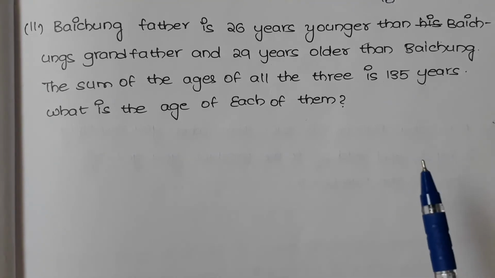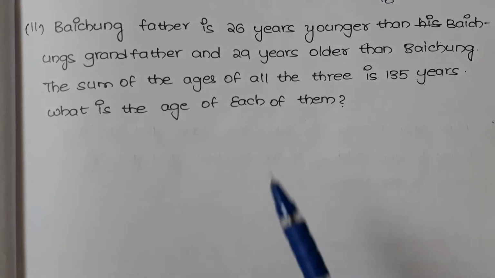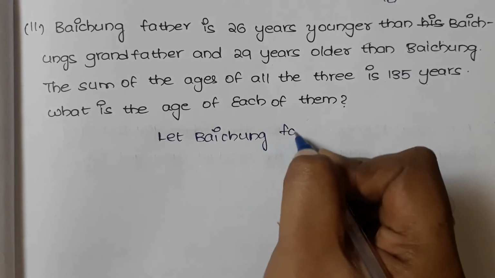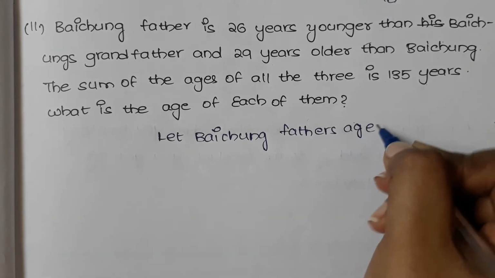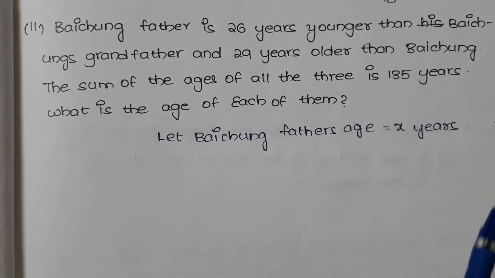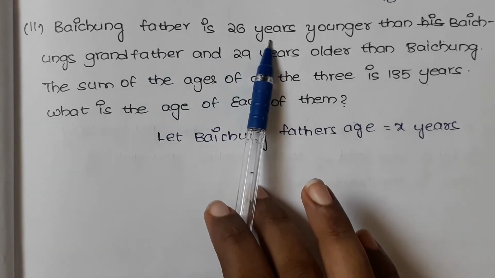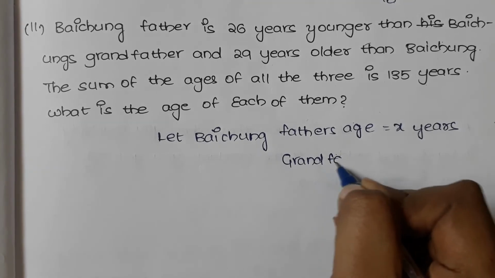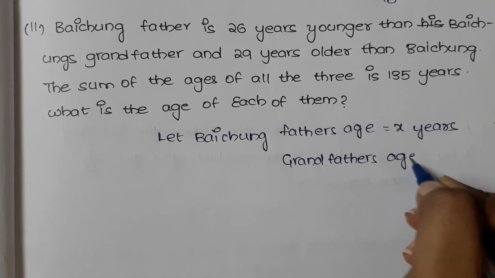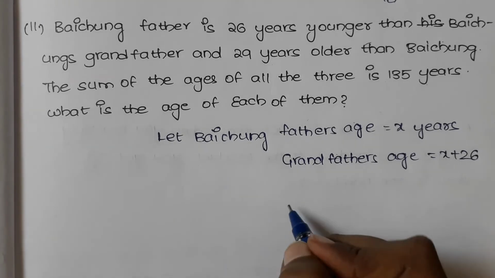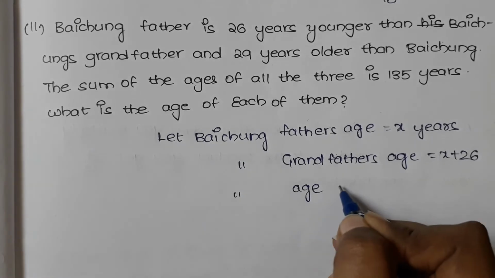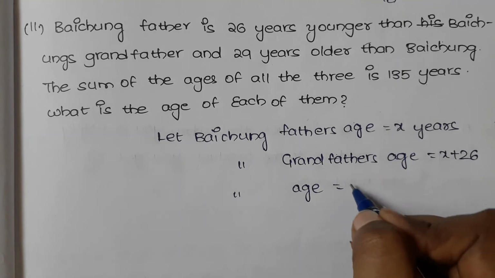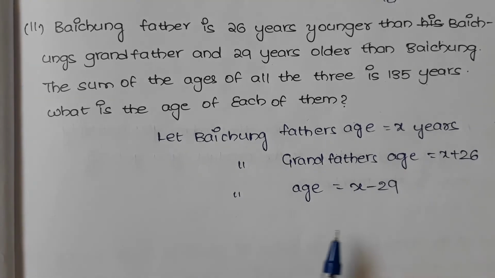Now we should assume first that Baicheng's father's age equals x years, and given that Baicheng's father is 26 years younger than his grandfather, that is, grandfather's age is x plus 26, and Baicheng's age, who is 29 years younger than his father, is x minus 29 years.